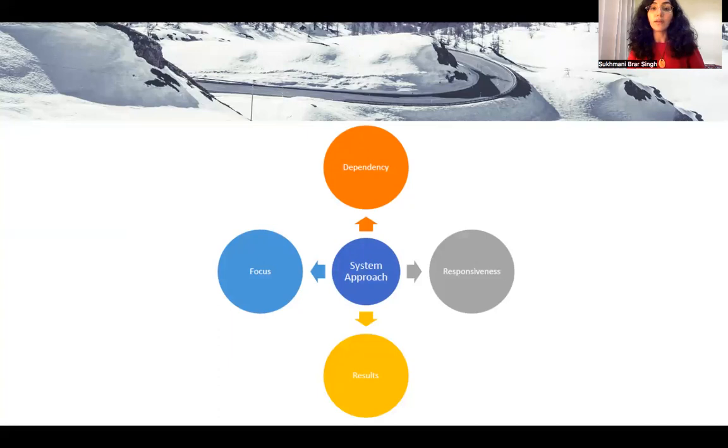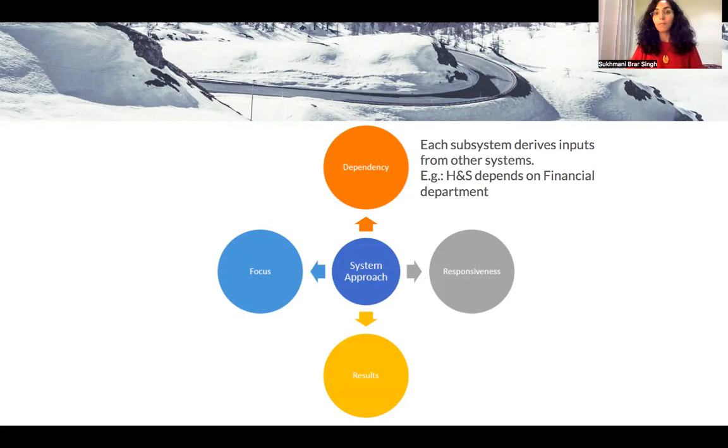So there are some components that make the systems approach effective. These four factors mentioned in the textbook are dependency, responsiveness, results, and focus. Let's start off with dependency. Like I mentioned in the previous slide, each subsystem derives input from another system. So essentially they work together. For example, the health and safety department depends on the financial department. With the WSIB claims, for example, and the insurance premiums, they're going to impact the financial department. And so these systems work together.